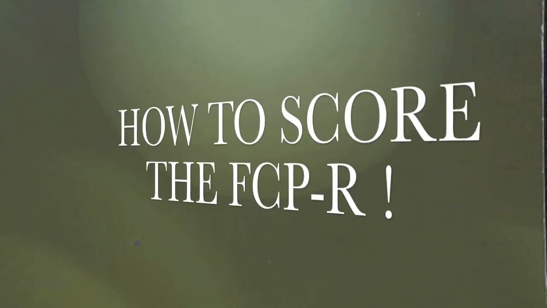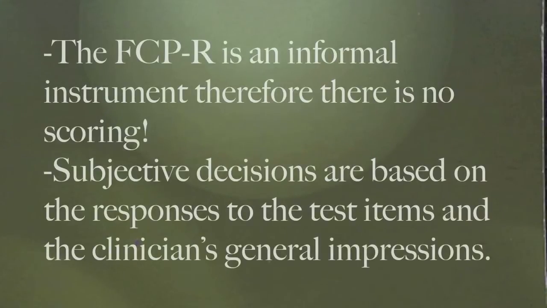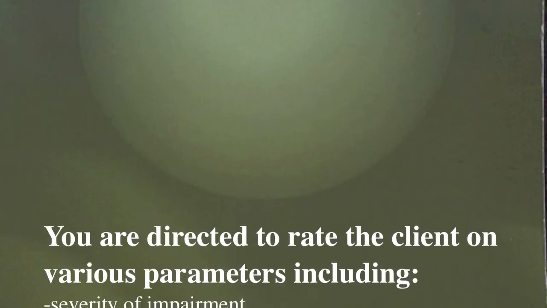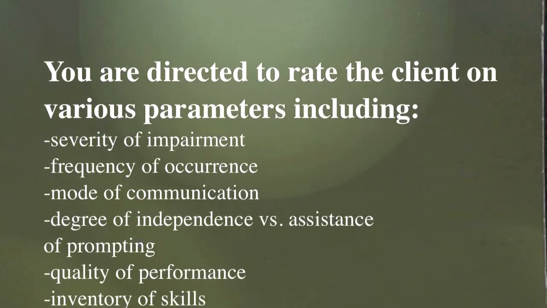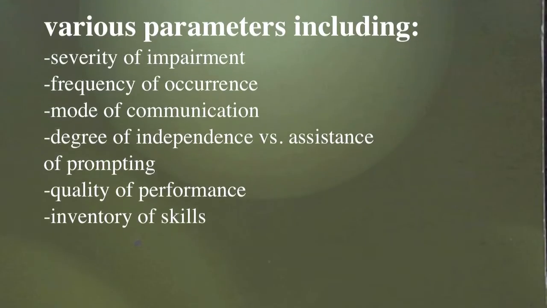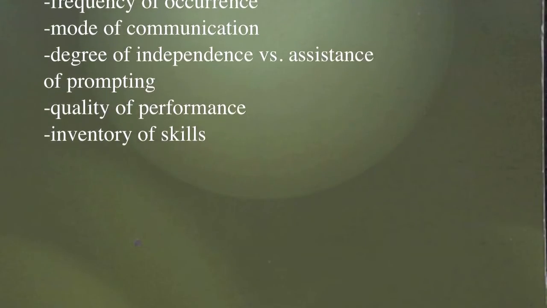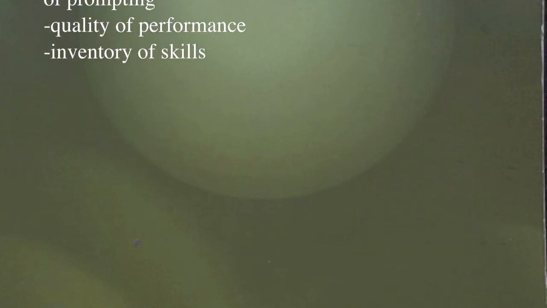How to score the FCPR. The FCPR is an informal instrument, therefore there is no scoring. Subjective decisions are based on the responses to the test items and the clinician's general impressions. You are directed to rate the client on various parameters, including severity of impairment, frequency of occurrence, mode of communication, degree of independence versus assistance of prompting, quality of performance, and inventory of skills, depending on the individual test item.